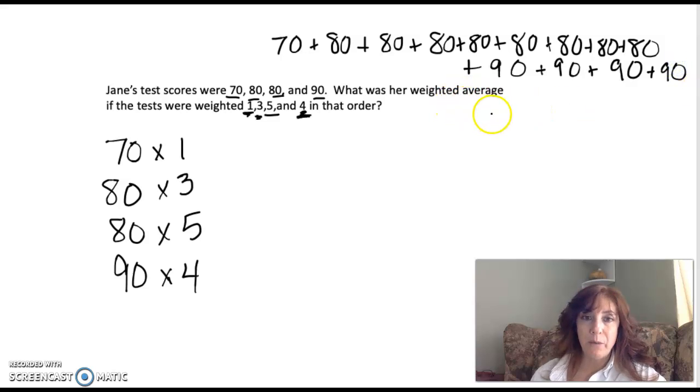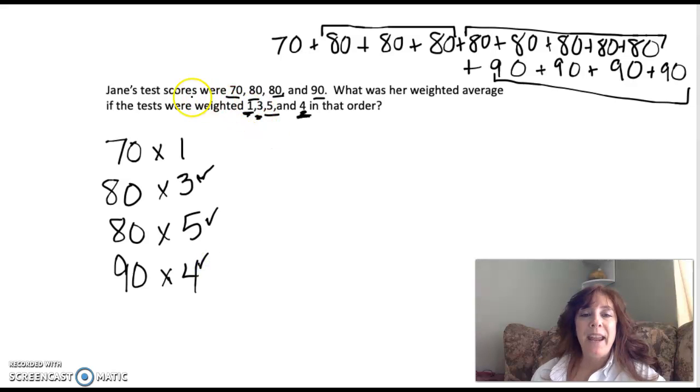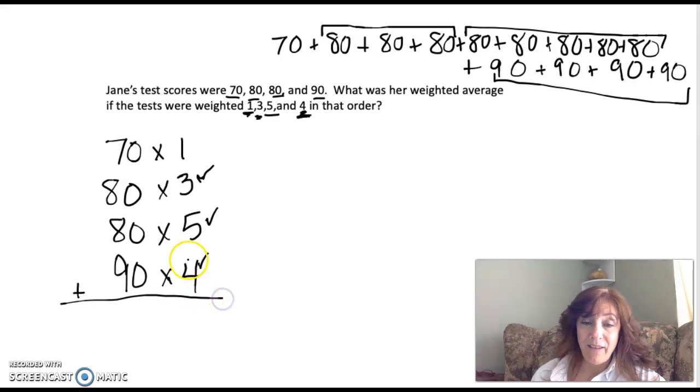Now, you learned when you learned multiplication that if I have a number added 3 times, I can just say 3 times that number. And if I have a number added 4 times, or 5 times, I can say 5 times that number. And here 90 is added 4 times, I can say 4 times that number. Now, I need to total all of this up. You can use a calculator, but you want to add all of these scores up and how many times they're included.